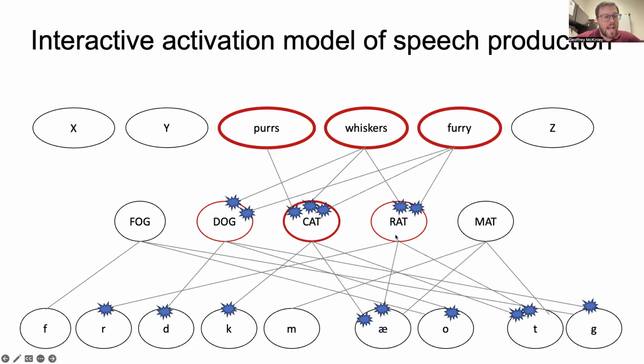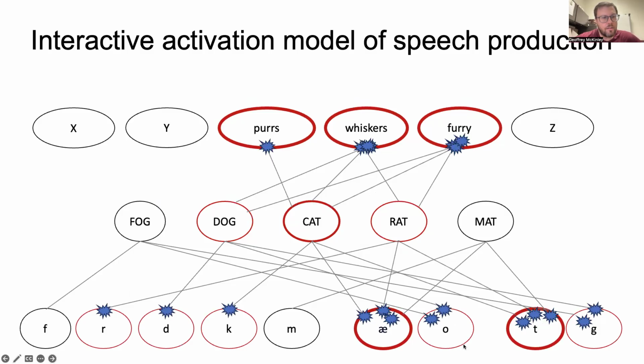And then rat, for example, is going to send its activation to r, a, and t, whereas cat is going to send its activation to k, a, and t. So notice how a and t get the most activation. Out of all the phonemes, a and t both get the most activation.